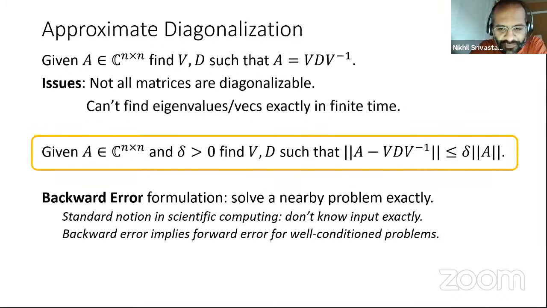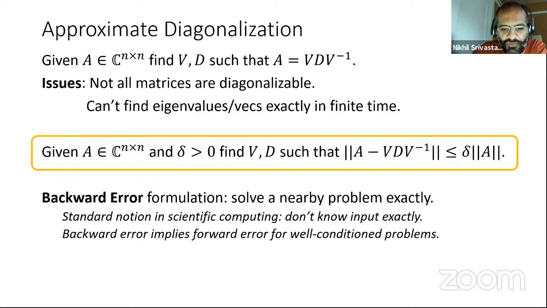And I'm going to study the approximate version in this box. So given an n by n complex matrix A and a desired accuracy delta, we want to find V and D so that the operator norm of A minus V D V inverse is small, so it's less than delta times the operator norm of A. This is called a backward error formulation, which means that given an input A, you don't solve the problem for A, you solve a nearby problem exactly, and how nearby is determined by this accuracy parameter delta. And this is the standard notion of error in scientific computing.